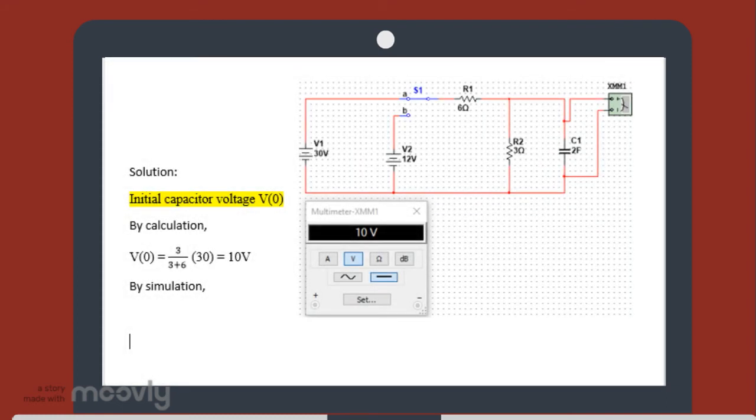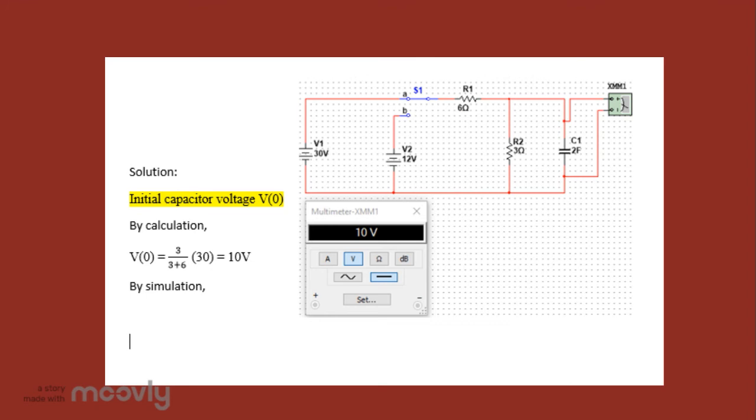So basically, when time is less than 0, the switch will be at position A. The capacitor will be an open circuit and the circuit is connected to a 30V DC supply. By using the voltage divider rule, we get V0 equal to 10V.